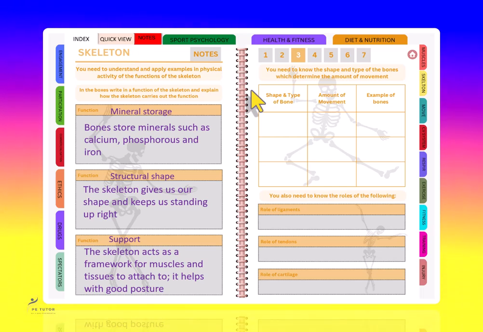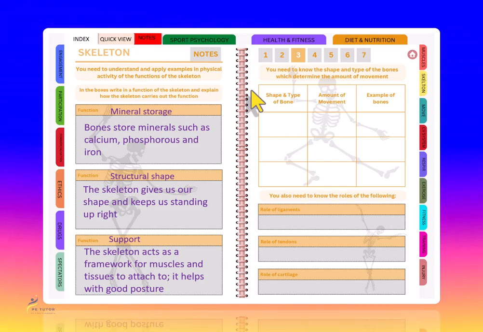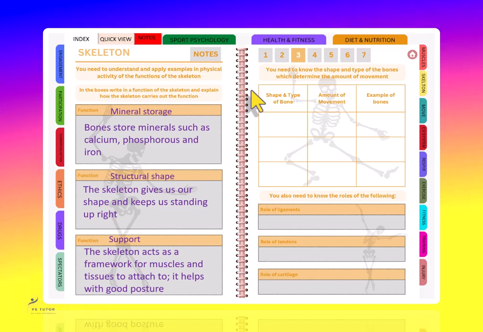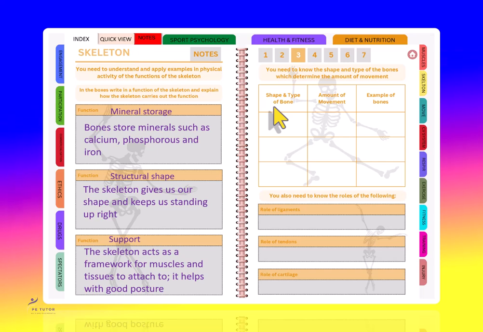In this video, let's look at the shape and type of the bones and the type of movement that you can get from them. So we've got a table here which I hope you'll find useful in terms of the way it's presented. So first of all, let's look at the shape and type of the first bone.